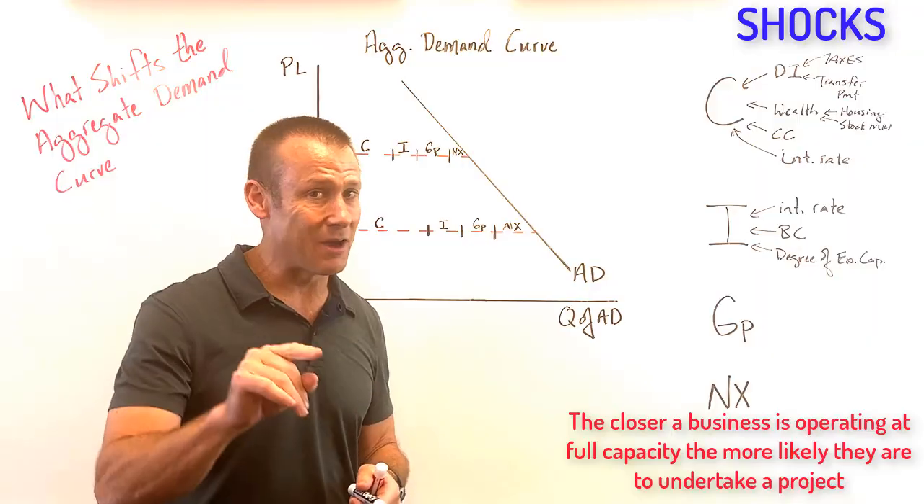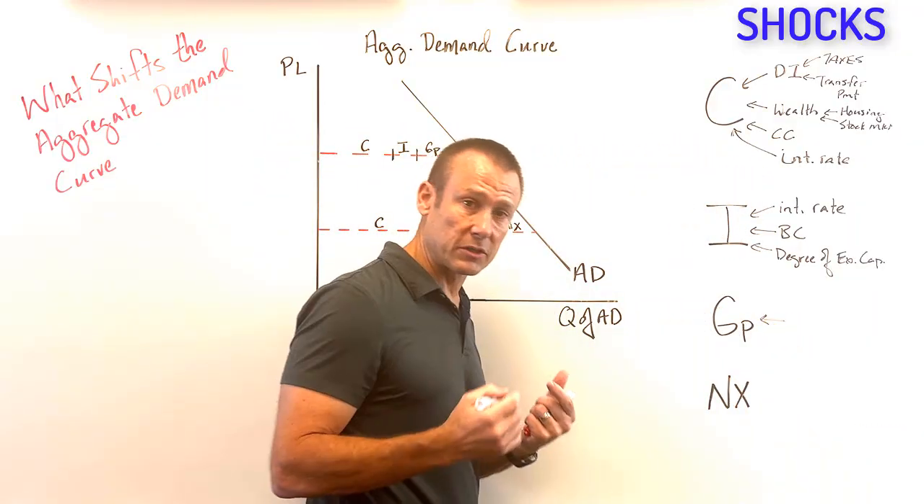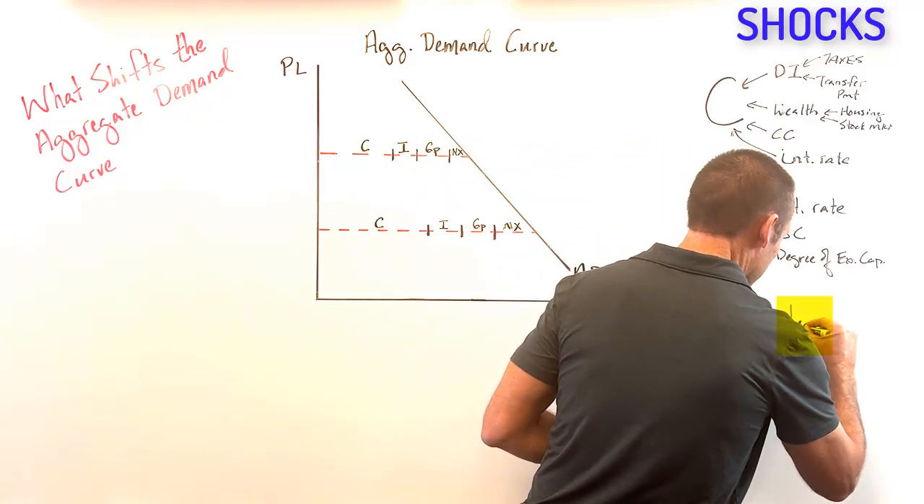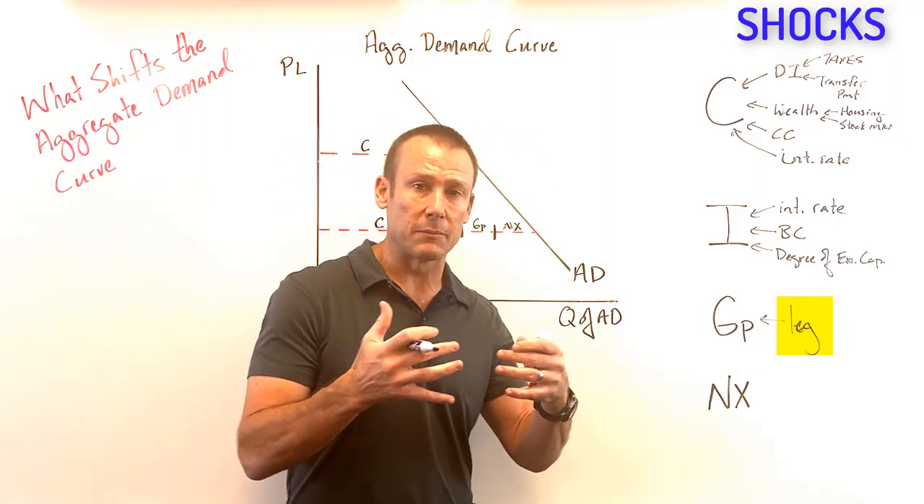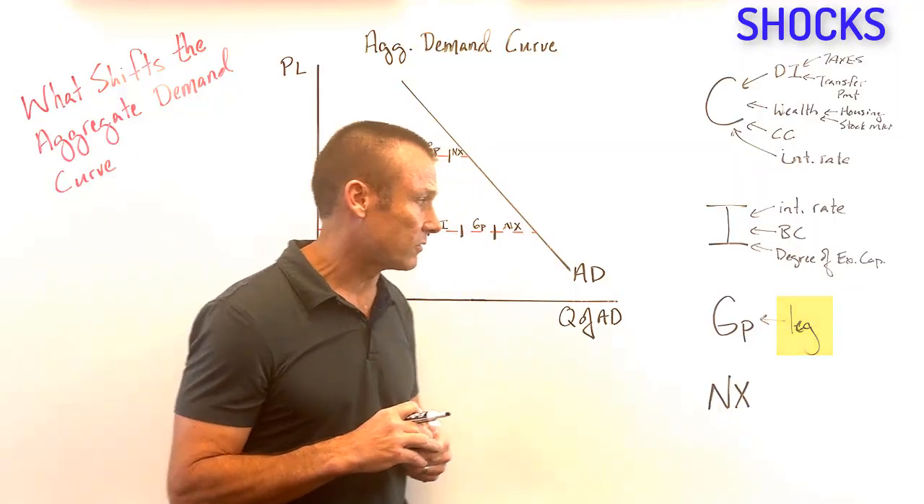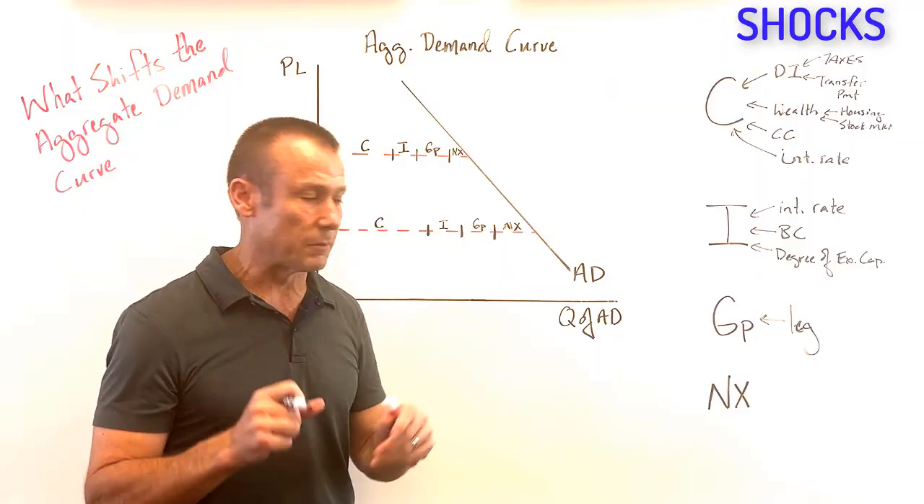Government purchases. That one's simple, guys. The only thing that causes government purchases to change is legislation. That's right, legislation by our legislative body, oftentimes signed off by the executive branch, i.e. the president in the United States, okay? So legislation, that's all there is for government purchases, really simple.